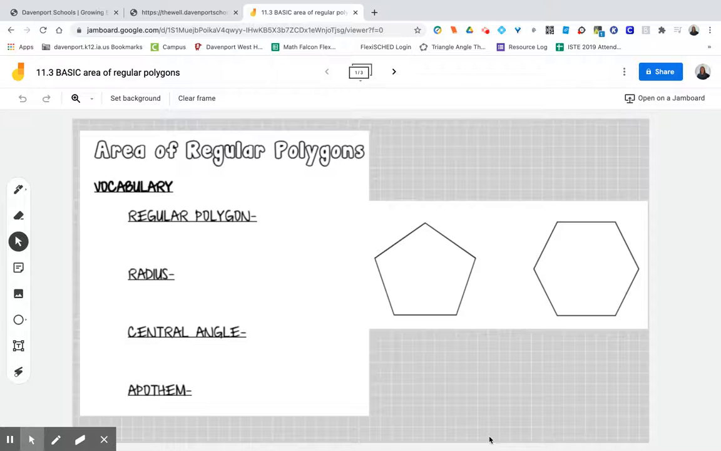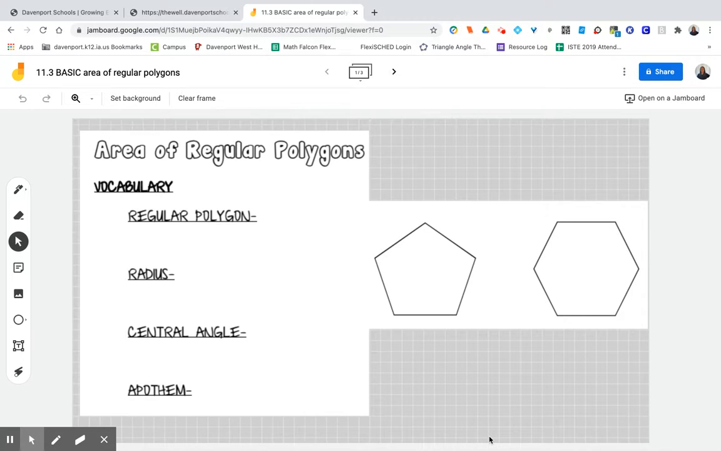All right, you guys, today you're getting into our basic area of regular polygons. So you did area the other day for shapes like triangles, rectangles, circles, those kind of things. So now we're going to talk about a regular polygon area. So first off, you guys defined this the other day as well, but we're just going to redefine it.